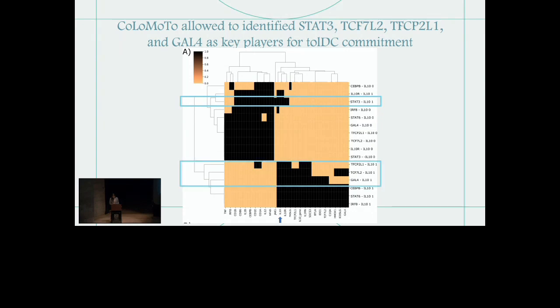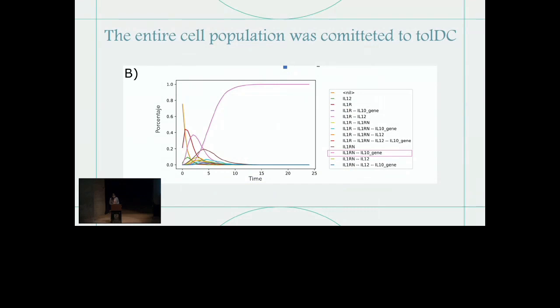So this is affecting the tolerization completely. And also for TFCP2L1, there are also some inflammatory genes active, and we lost some of the tolerogenic genes. For TCF7L2, in the presence of interleukin 10, we also lose some tolerogenic genes. And for GATA4, we have the same phenotype, where we lose some tolerogenic genes. With this, we conclude that STAT3, TCF7L2, TFCP2L1 and GATA4 are key players for the tolerogenic dendritic cell commitment.